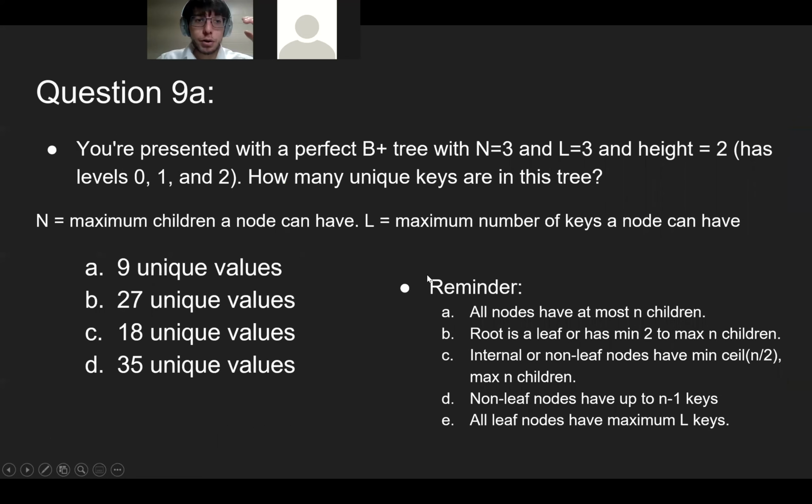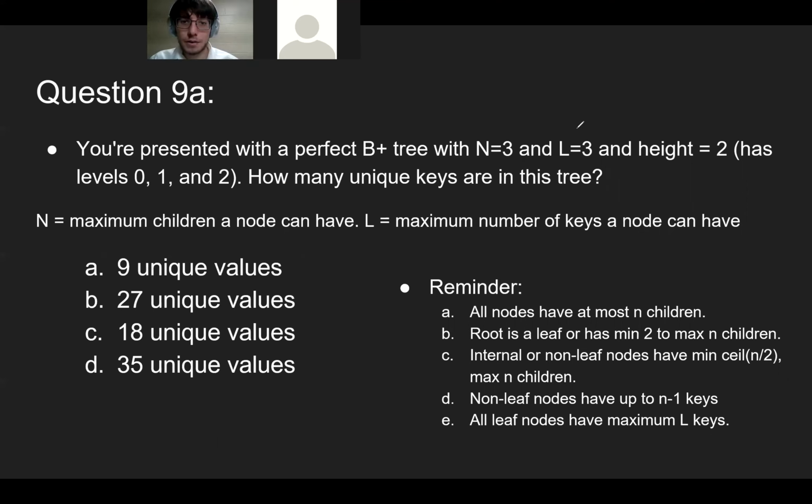So these we're going to go over together, because I think this is the main thing that is most important for everyone to know how to do with B and B plus trees. We haven't really gone over this specifically. So you're given a perfect B plus tree, with n equals 3 and l equals 3 and a height of 2. How many unique keys are there?